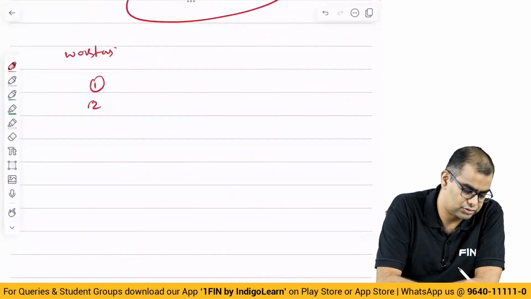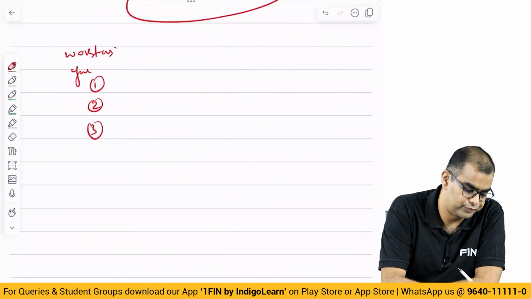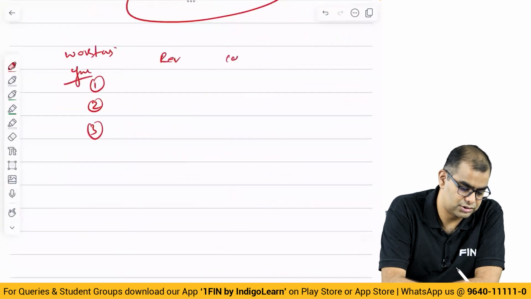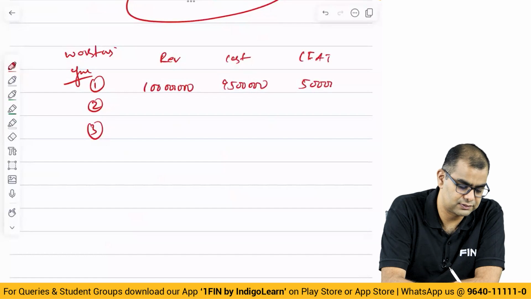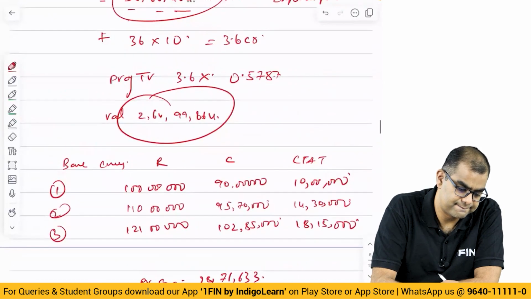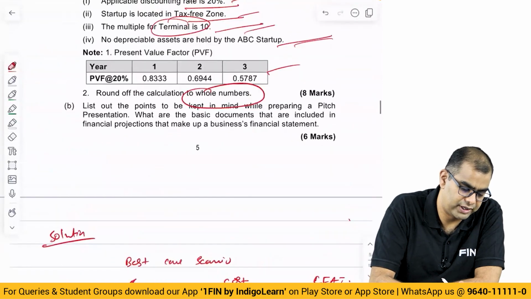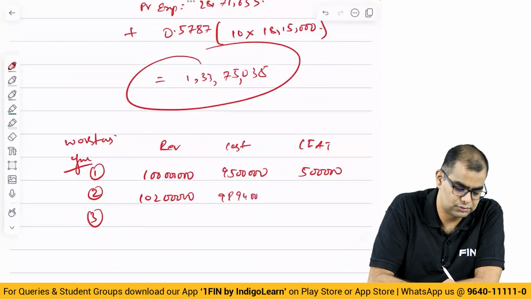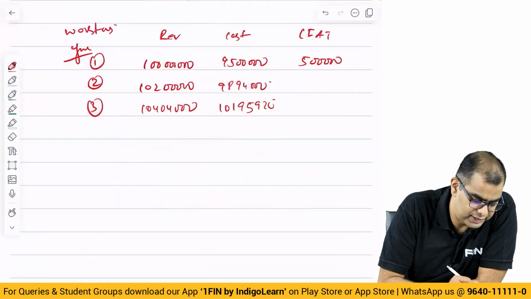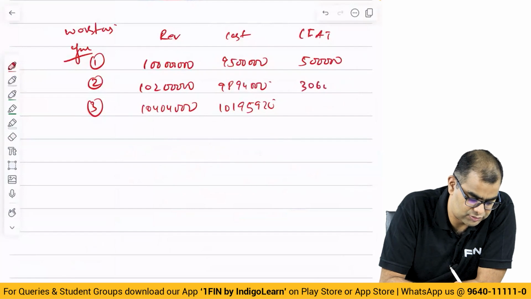Now the worst case. 1, 2, 3. This is year, revenue, cost, CFAT. 1 crore, 95 lakhs, 5 lakhs. 102 lakhs, 98.94. So 102 minus 98.94 gives you 2 lakhs here, 1 lakh here, so 306,000.